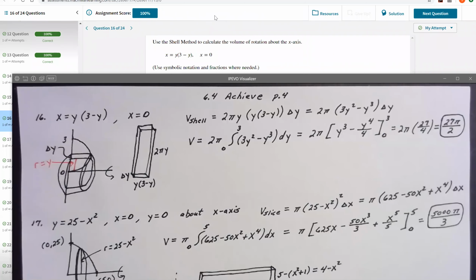In this video, we will look at the remaining problems in the 6.4 Achieve assignment. Now, most of these problems I'll be using the shells method to evaluate, but on several of them where it's an easier option, I'll go ahead and go back and use the slicing method.